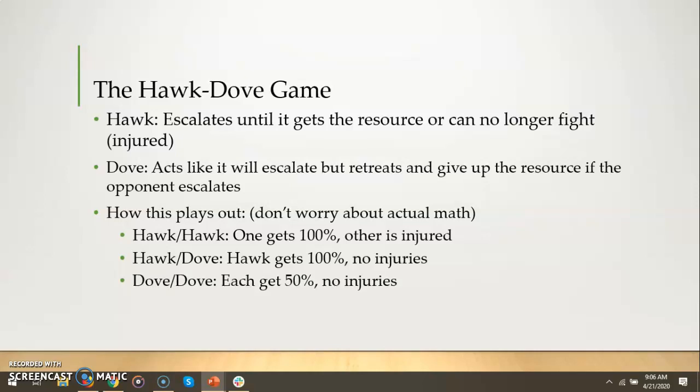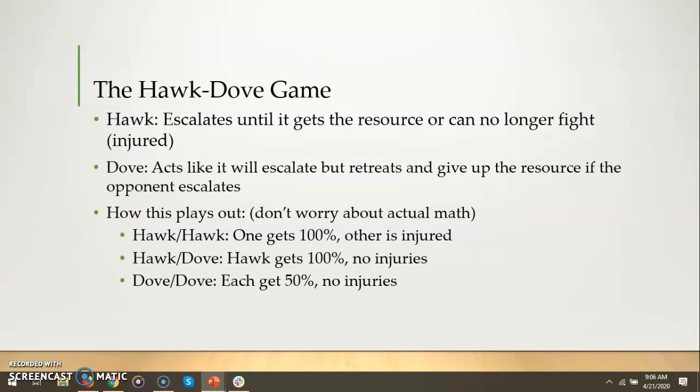There's dove-dove. With dove-dove, what happens is one escalates. They each threaten, neither escalates, so they basically split the resource 50-50. Nobody gets hurt. And if this is beginning to sound a little bit like the prisoner's dilemma that we talked about in terms of cooperating, you're exactly right.